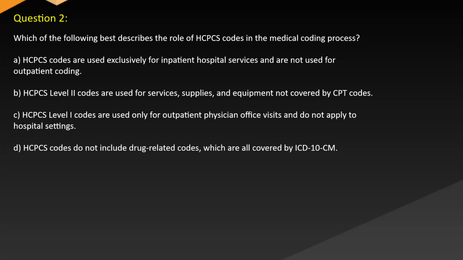Question 2. Which of the following best describes the role of HCPCS codes in the medical coding process? A. HCPCS codes are used exclusively for inpatient hospital services and are not used for outpatient coding. B. HCPCS level II codes are used for services, supplies, and equipment not covered by CPT codes. C. HCPCS level I codes are used only for outpatient physician office visits and do not apply to hospital settings. D. HCPCS codes do not include drug-related codes, which are all covered by I10.